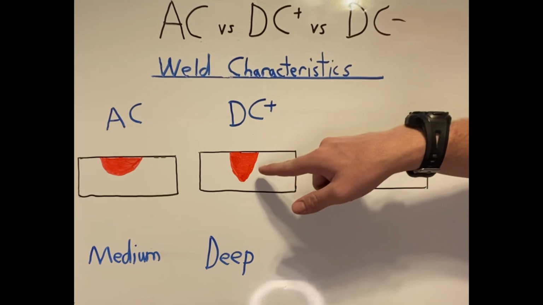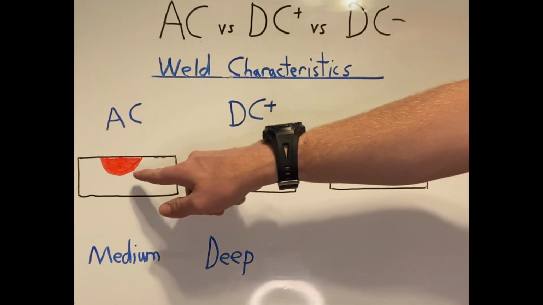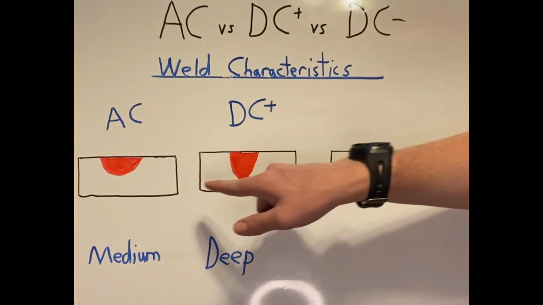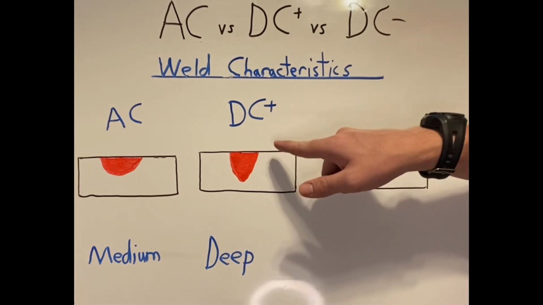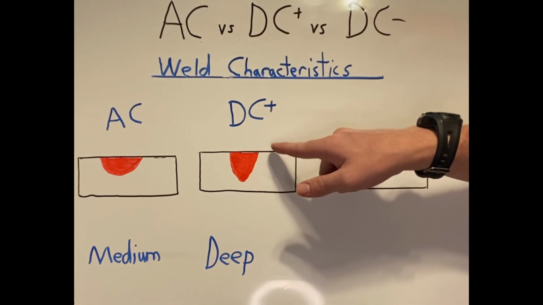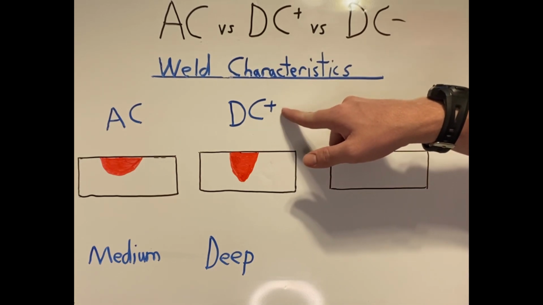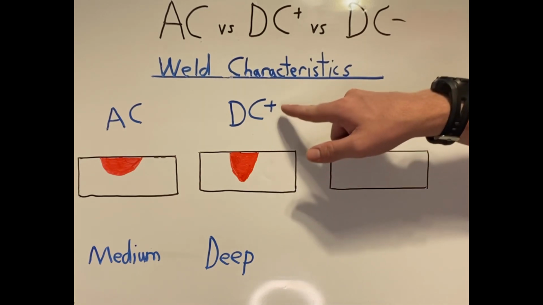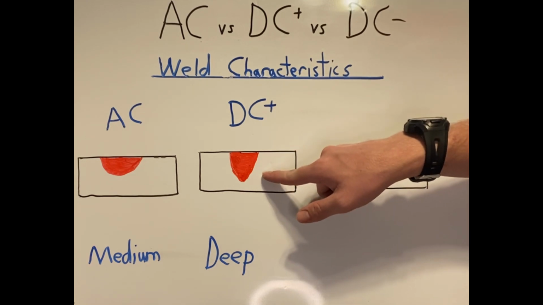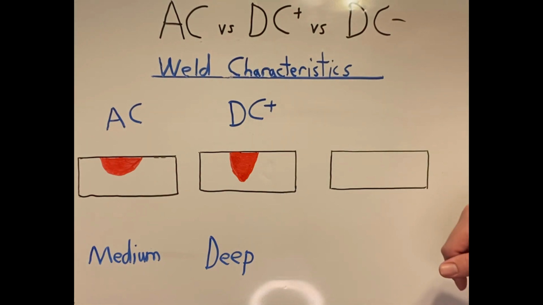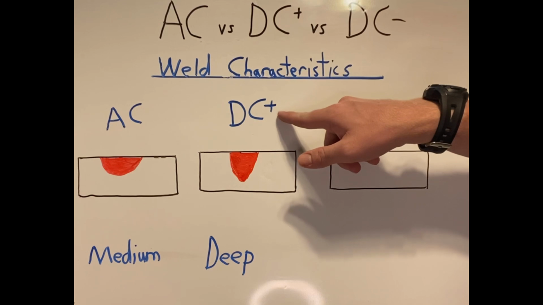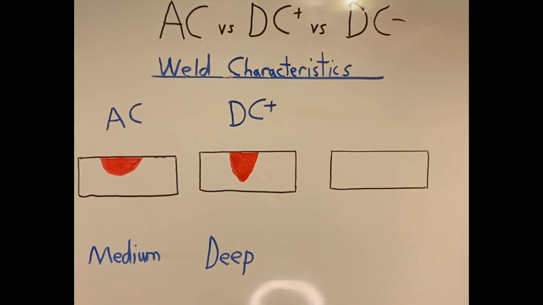So you're going to be going deeper, but you won't have it as wide. It won't be as uniform as AC. It's going to have more of that cone shape. That is what your penetration will look like on DC positive. So plus sign for positive, deeper. You have more depth with the positive sign. That's how I try and get my students to remember that. DC positive means more depth.